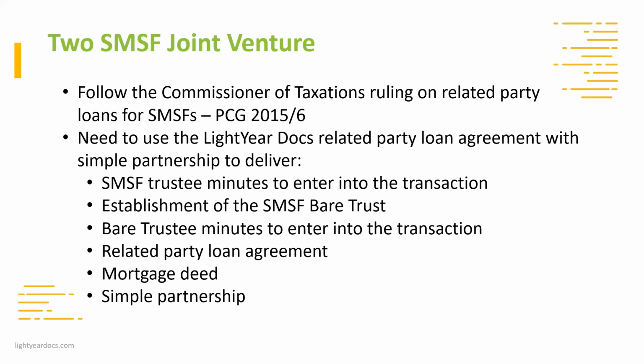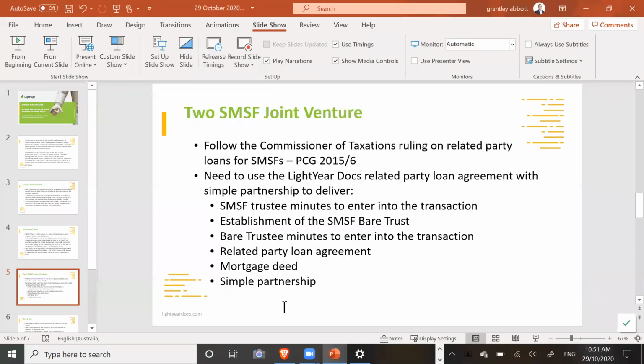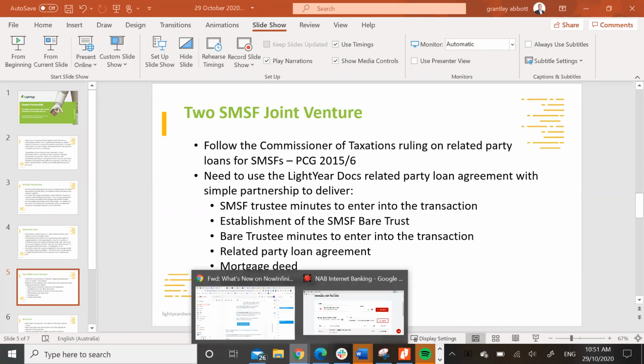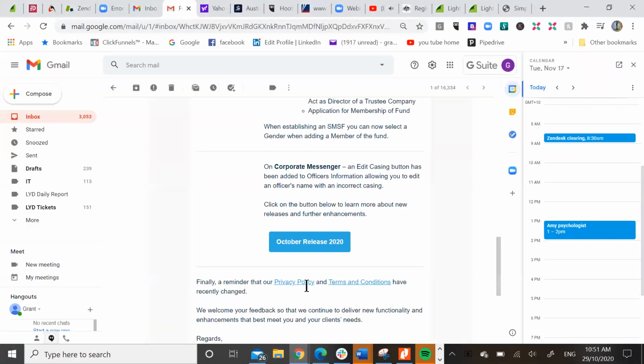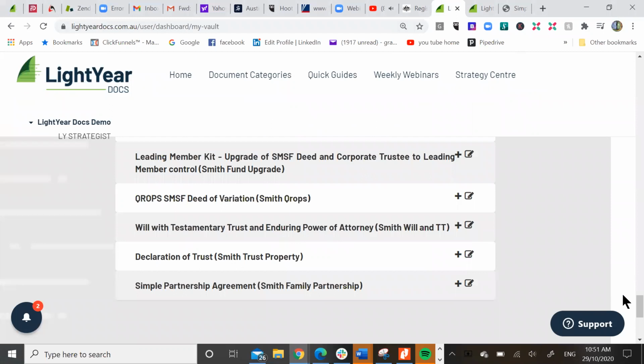So obviously we did a related party loan agreement, which must be secured by a mortgage deed, which comes out of PCG 2015/6. And then we do our simple partnership agreements. And effectively it goes like that. So let's just go up and have a look. I've done pre-prepared agreements here. So you'll be able to find, up here, I've got one I did before. I obviously set up the simple partnership agreement.